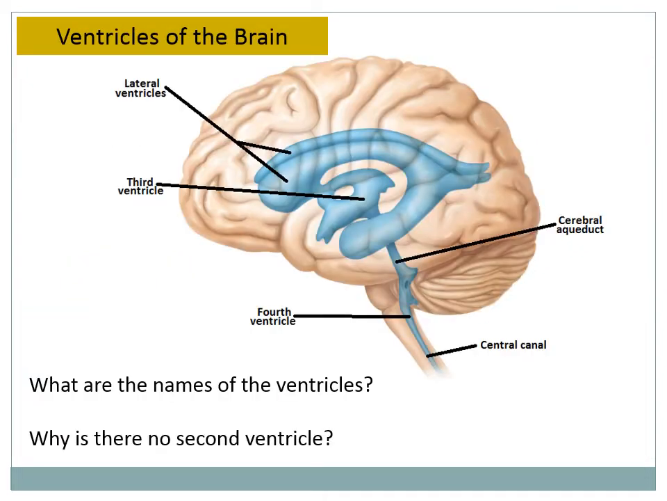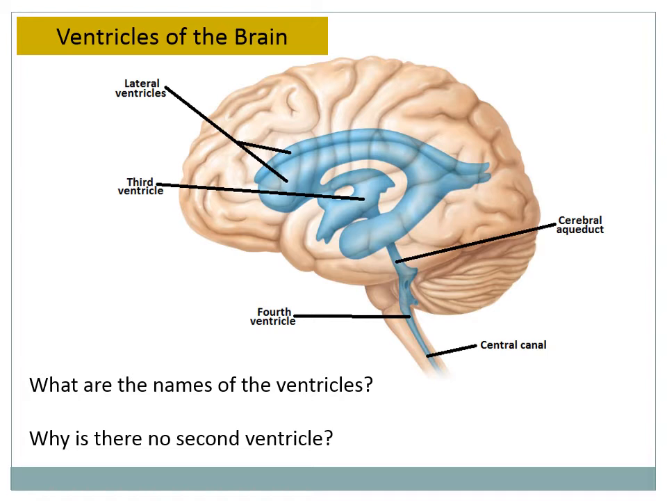We also have these structures in our brain called ventricles. What ventricles are essentially is spaces in our brain, and they carry around cerebral spinal fluid. Okay, so those are what ventricles are. They're spaces in our brain that carry around cerebral spinal fluid.